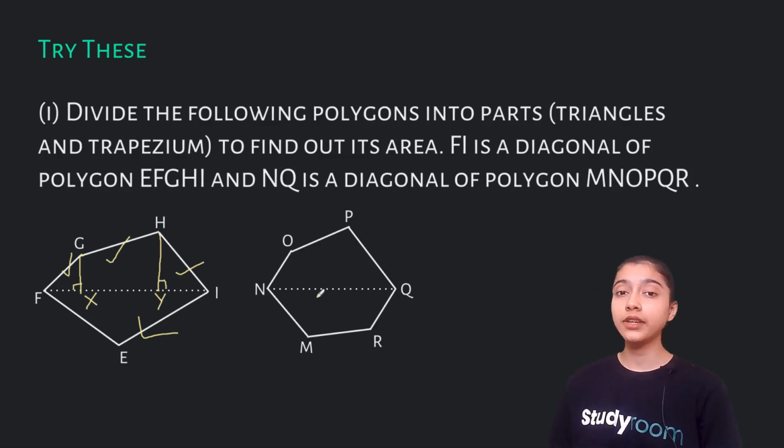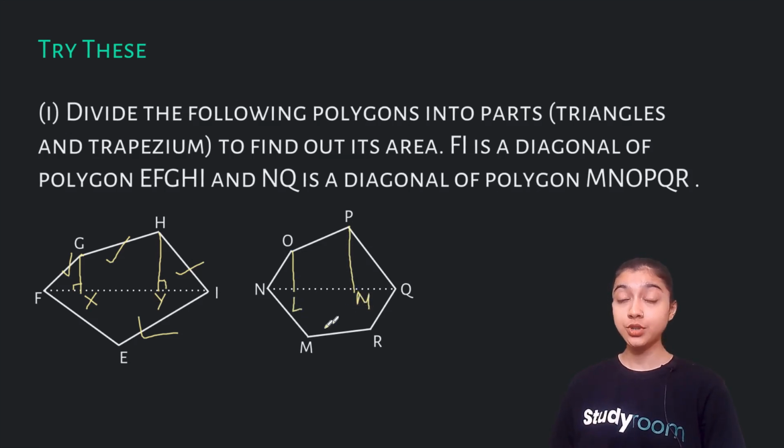Now the next polygon we have over here is MNOPQR. Now NQ is the diagonal of this polygon. Let us draw a perpendicular from point O to this base and draw another perpendicular from point P to this base. Let us name them L and M.